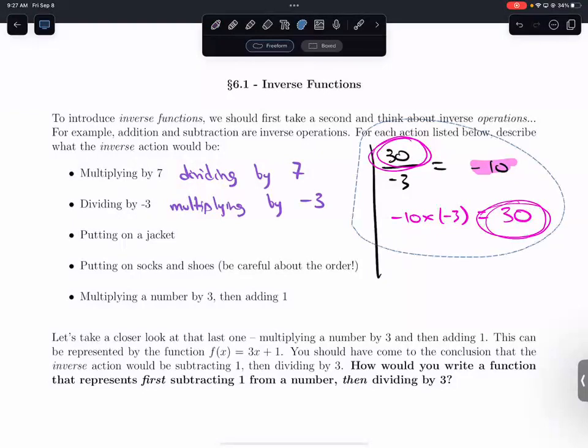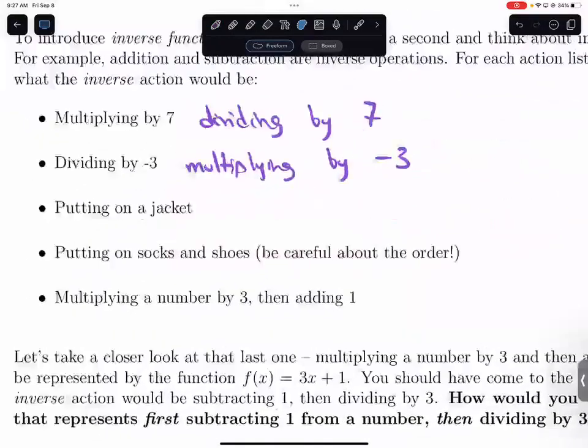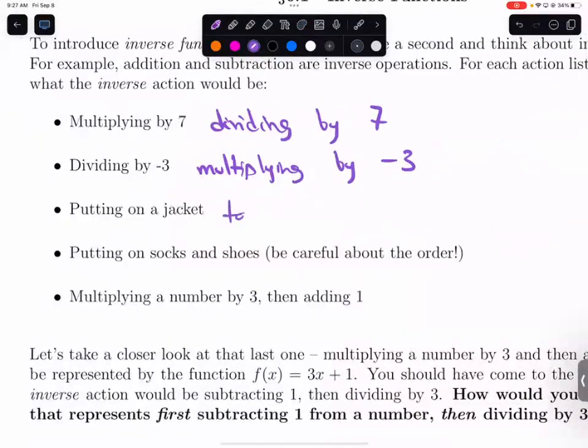Okay, putting on a jacket, taking off the jacket. If I do one of those and then do the other one immediately after, I end up back where I started, right? If I, as I am right now, put on a jacket and then took off the jacket, I would again be unjacketed, right? Okay, good. What if there are two things happening?